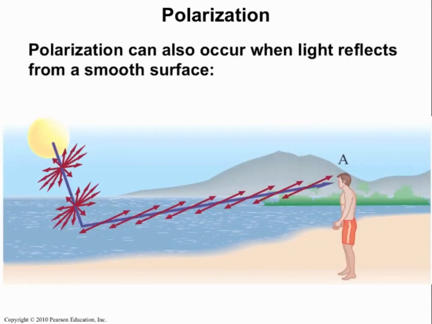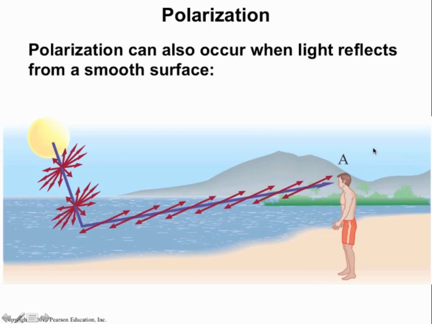Now, polarization can also occur when light reflects from a smooth surface, and this is why we have polarized sunglasses. Because when light reflects from a smooth surface, especially a non-metallic surface, it tends to polarize in a plane that's parallel to the thing that it is reflecting off of. Okay, so if the ocean here is flat, that flat horizontal surface means that the light that bounces off it is polarized in that same plane. So the light that creates glare is mainly polarized.